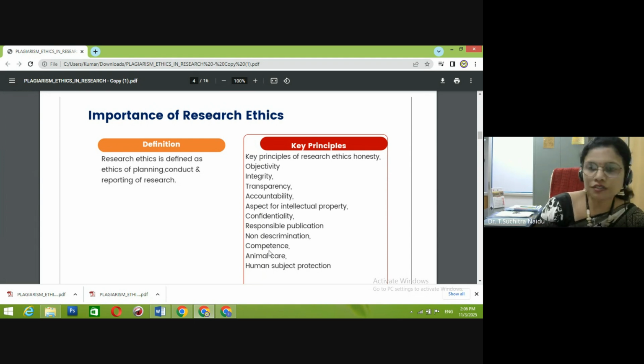Then it should be non-discrimination. As I told you, our research should be inclusive, irrespective of caste, creed, color, age, sex, everything. Then there should be competence. Competence means the ability of doing something very well, very perfectly when we do it. Then animal care.